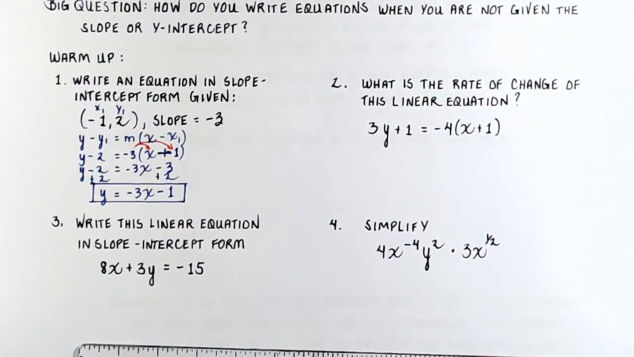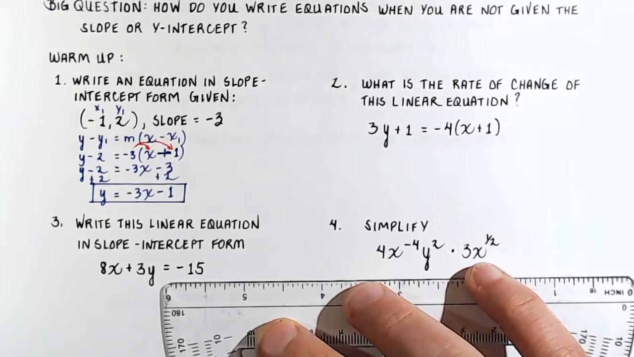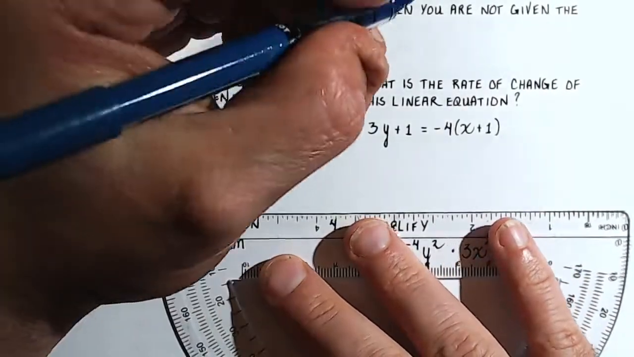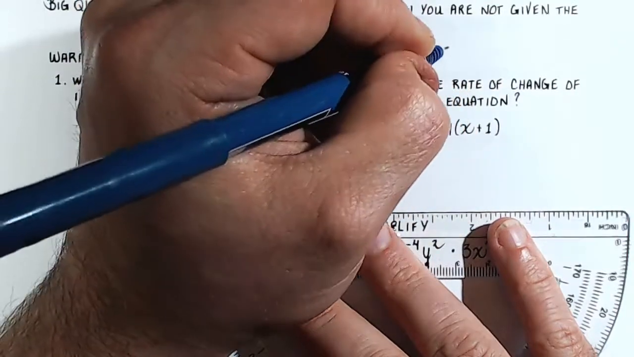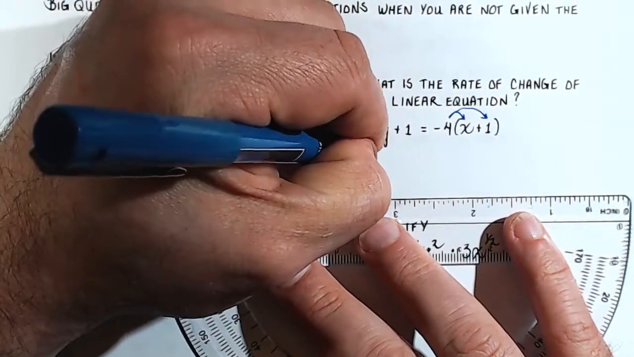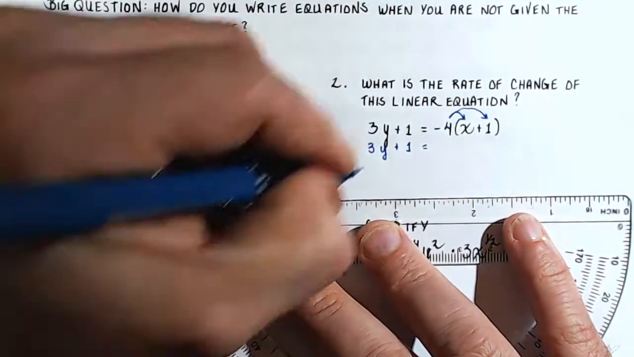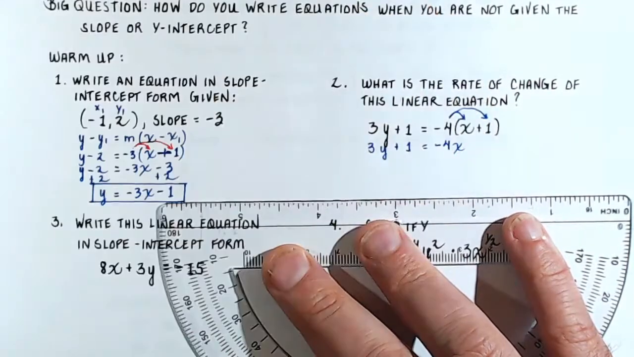Number 2, what is the rate of change of this linear equation? Well, we really need to solve for y, get it in slope-intercept form, and then we'll know where the m position is, what the slope is when we find out what m is. So first I need to distribute this -4 inside the parentheses, and I'll write 3y plus 1 equals -4x minus 4. Now I'll subtract 1 from both sides.